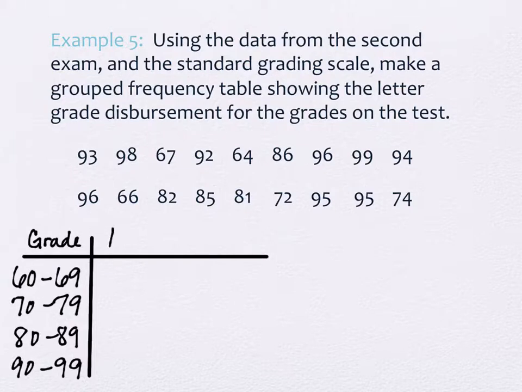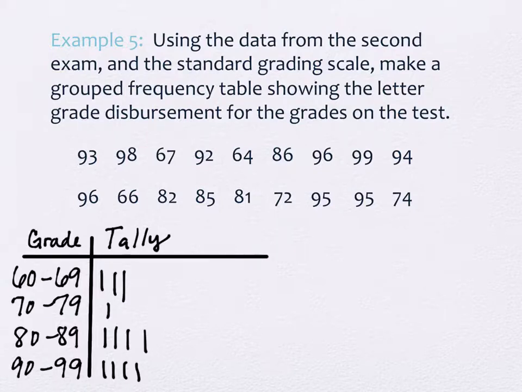Our next column is a tally column, and the tally column really just gives us the benefit of marking down where each data value falls. So I go through 93 and 96, so that's 2 in the 90s column. 98, 66, 67, 82, 92, 85, 64, 81, 86, 72, 96, 95, 99, 95, 94, 74, and I'm done.